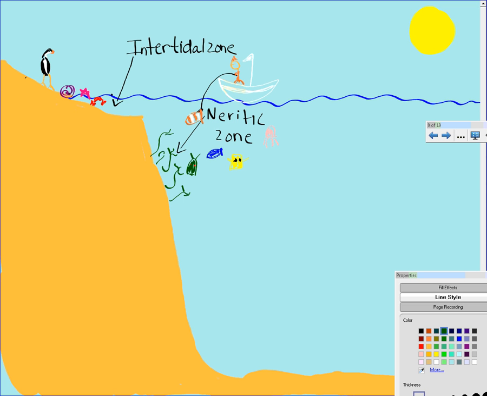The next area that we're going to talk about is the oceanic zone. This is also known as your open ocean. This is far out where your cruise boats are going to be out at. And in this area, this is going to include even more plankton that are going to float out here.